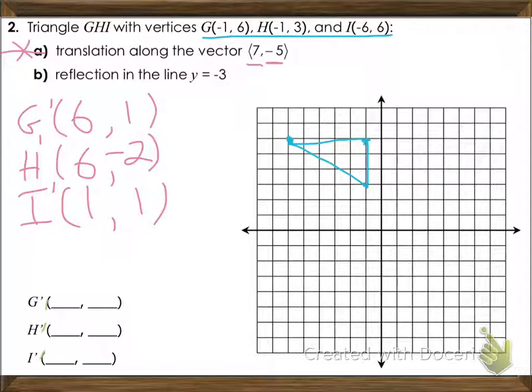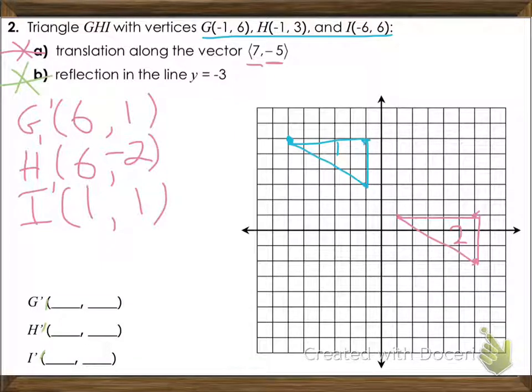So go ahead and plot these. So G prime is going to be at 6, 1. So we're going to the right 6 and up 1. And then H prime is at 6, -2. So we're going to go to the right 6 and then down 2. And then I prime is at 1, 1. So to the right 1 and up 1. So this is my second shape. So let me do this. This was the first shape. This is the second shape. So now we're going to make the third one.